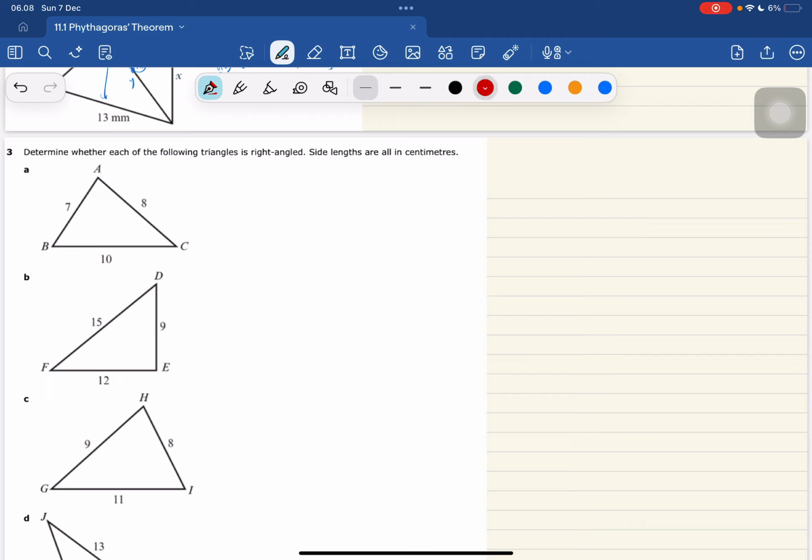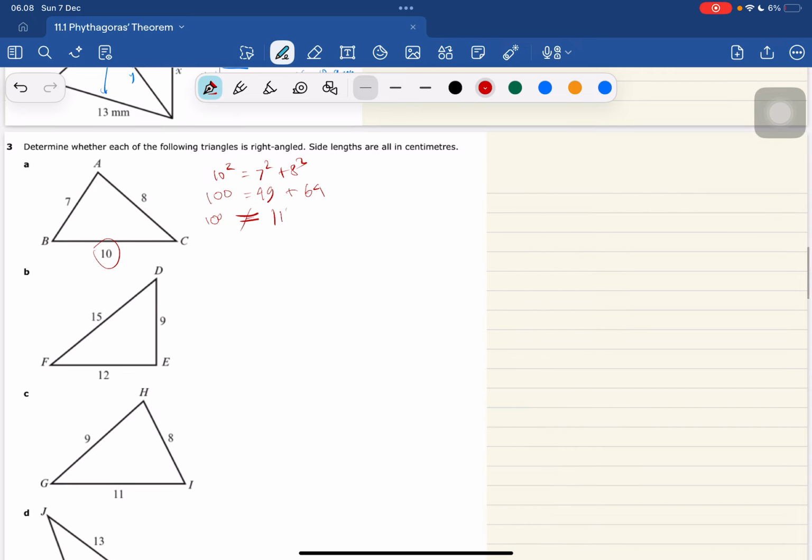Okay, all of them in centimeter. The longest line is 10. So let's check it. Is it 10 square equal to 7 square plus 8 square? So this is 100 equal to 49 plus 64. Yeah, 100 is not equal with 49 plus 64. This is 113. So this is not a right angle.